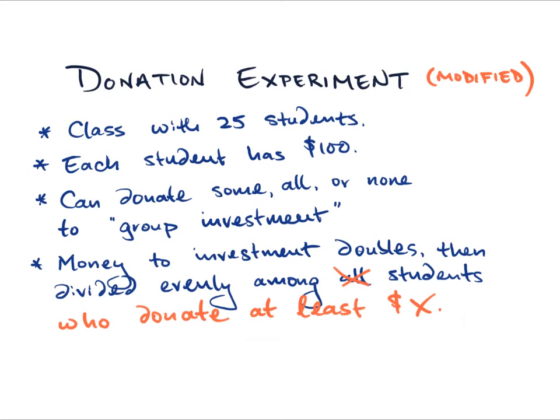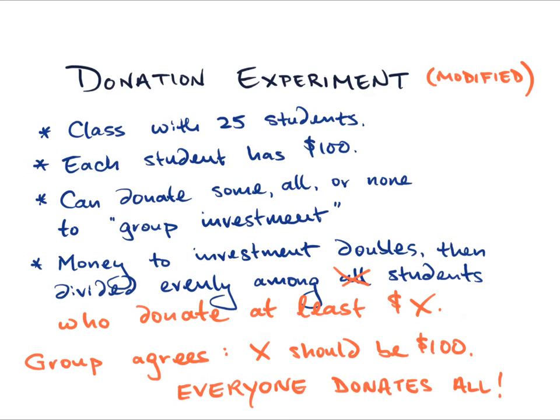Now, let me change this experiment just a tiny bit. Instead of dividing the money from the group investment evenly among everyone in the group, have a rule that people must donate X dollars in order to receive their share of the group money. And the group gets to decide what X will be. If the group thinks about this, they would set X equal to 100. Everyone has to contribute $100 to the group in order to get anything from the common investment.